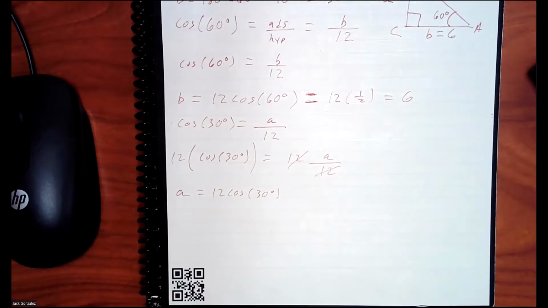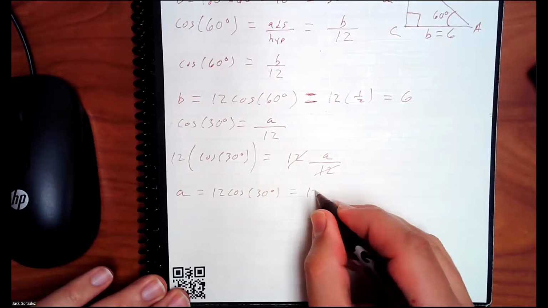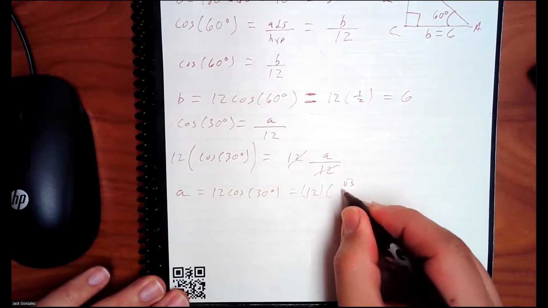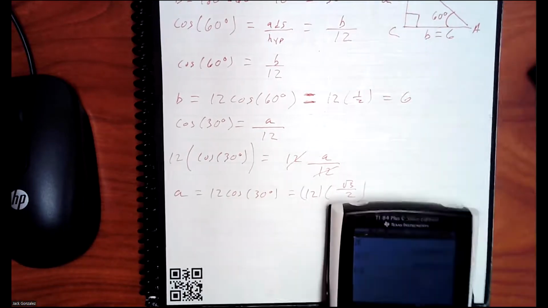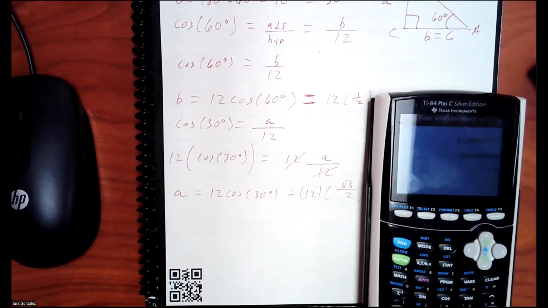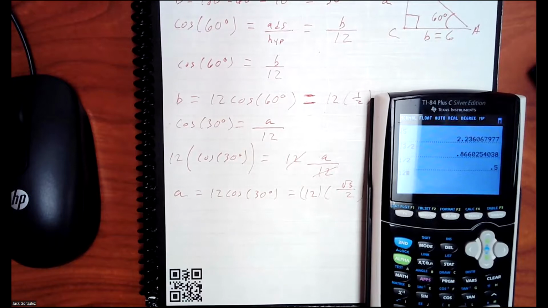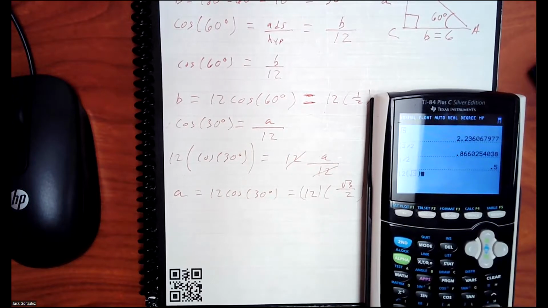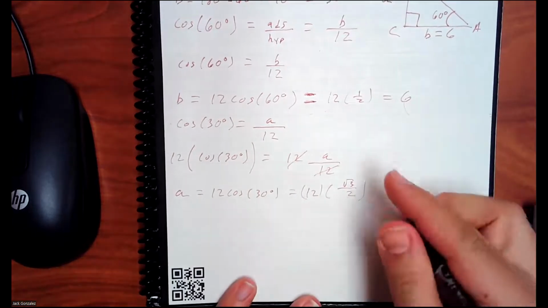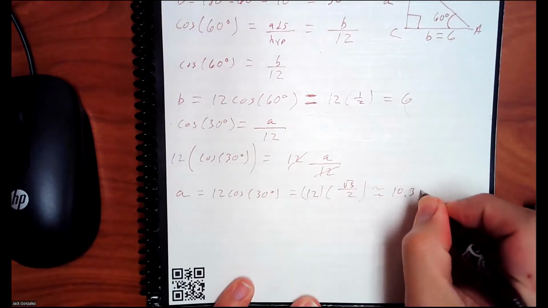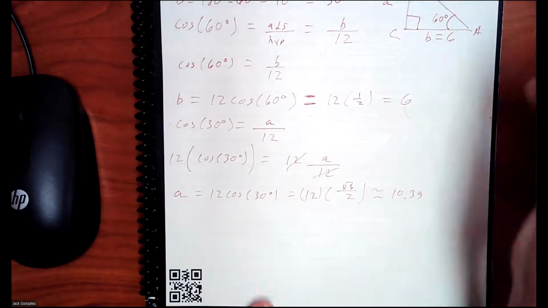And cosine of 30 would be, on your unit circle, bigger than a half. The x value is over here. So it's not 0.5. It has to be the other one. Or just put it in your calculator and you'll get the answer. You don't have to memorize it. I'm not about memorization at all. I just need you to understand it. So it's about 10.39. So approximately 10.39 is A.